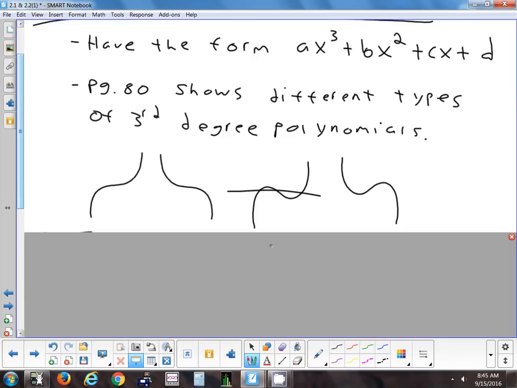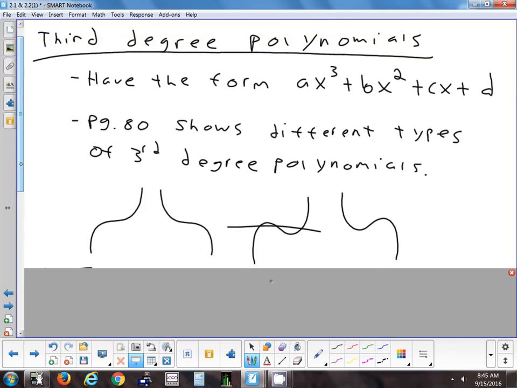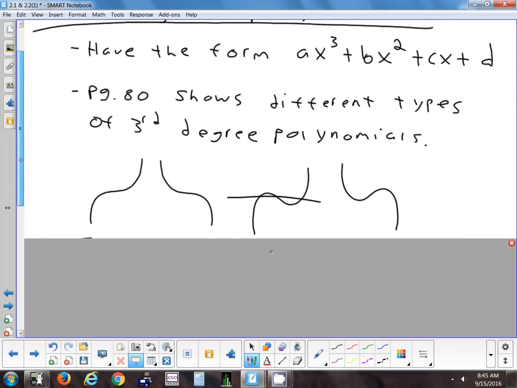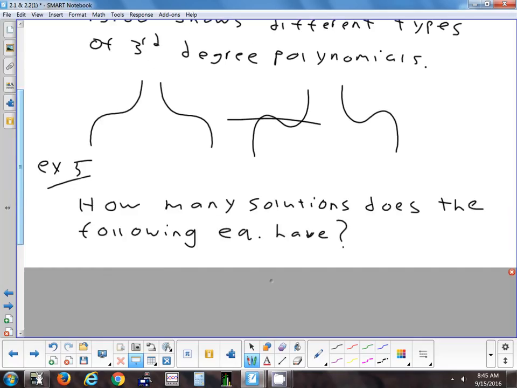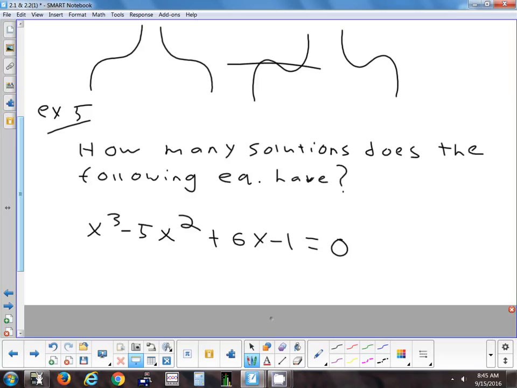No. One characteristic of a cubic is that it goes up forever and down forever, and it's always connected. Well, if you go up forever and down forever, and it's always connected, it has to go through 0 somewhere. In fact, that's true for any odd degree polynomial. They always have to cross the x-axis at least once. So let's take a look at this one.